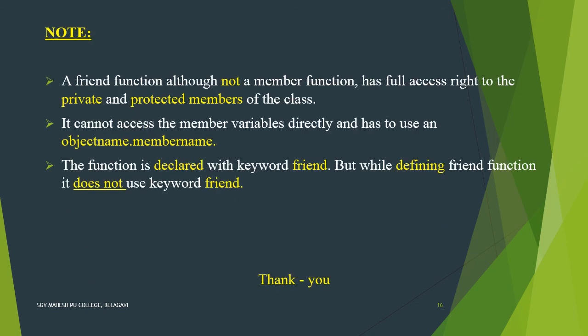You have to make some note for this friend function: a friend function, although not a member function, has full access rights to the private and protected members of the class. It cannot access the member variables directly, and it has to use what? Object name and member name. The function is declared with the keyword friend, but while defining a friend function you should not use the keyword friend.